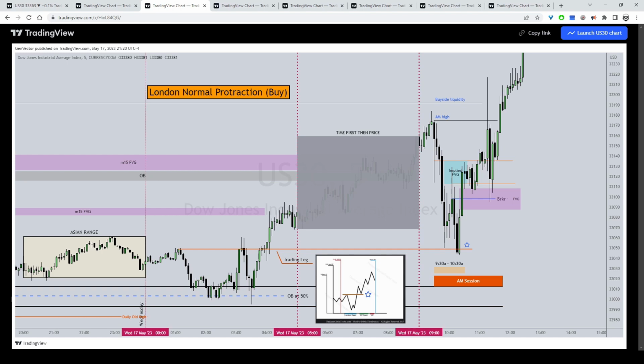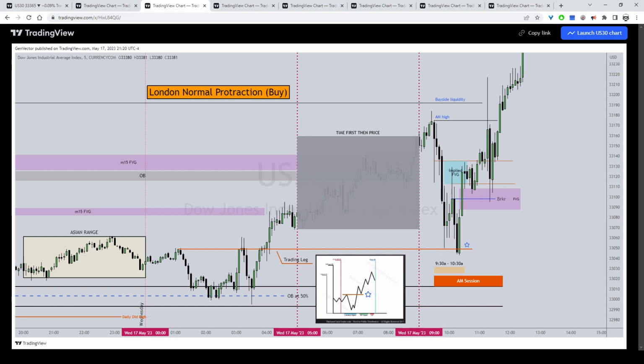At 9:30, price runs down, tags right into the breaker, which could be this highest high here. Tags into the breaker at 10:30, which is part of the trading leg, star for star. Then we get into the AM session.